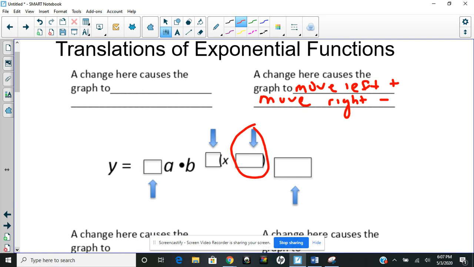That shows up a little bit more in Algebra 2 when you're doing something called factors. Right now, the only thing that you need to remember is that a move to the left will look like plus something in the exponent, and a move to the right looks like minus something in an exponent.